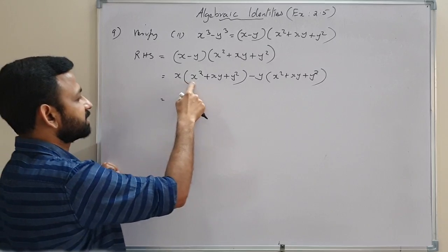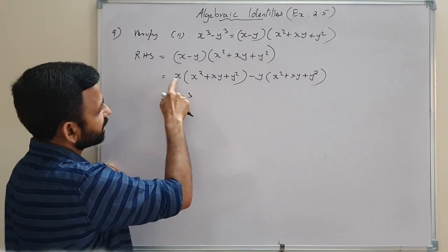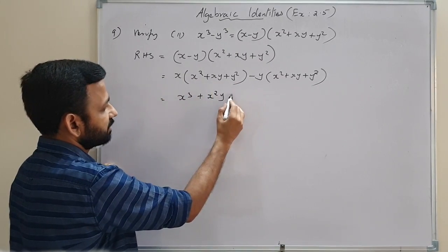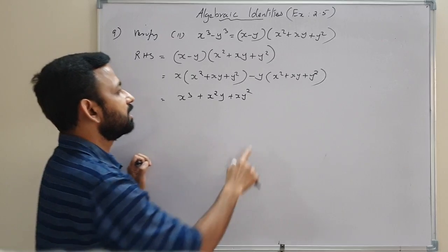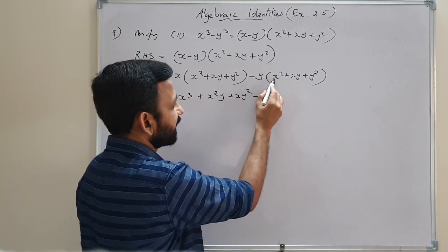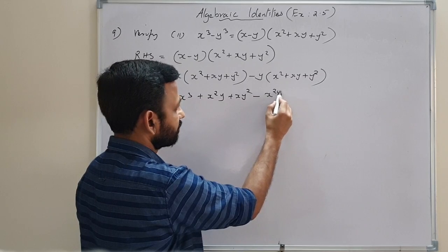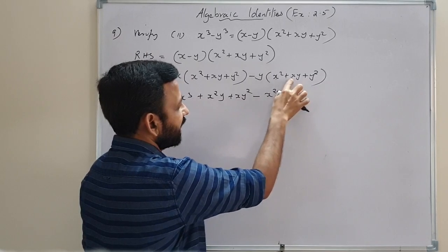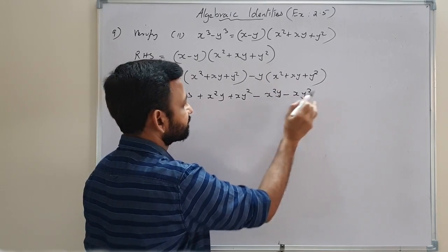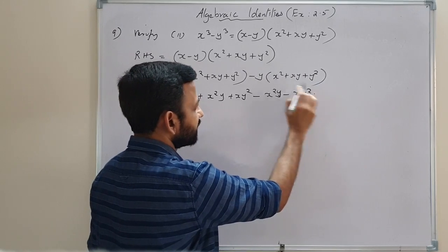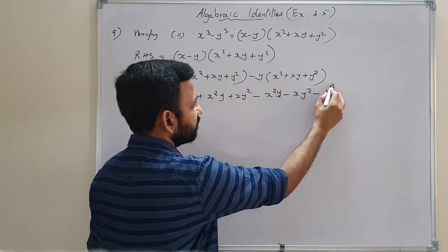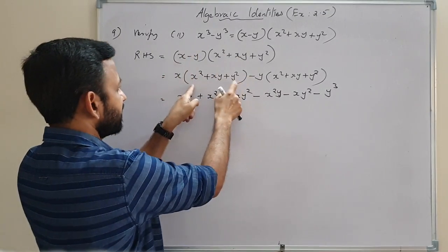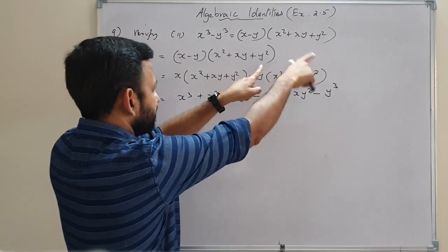Then x into x square, that is x cube, x into xy plus x square y, x into y square plus xy square, then minus y into x square, that is minus x square y, minus y into plus xy, that is minus xy square, minus into minus, minus into plus, minus y into y square, that is y cube. So once again that multiplication, x into the complete term inside the bracket, minus y into again complete term.